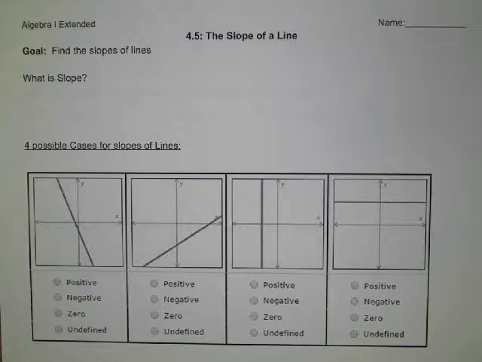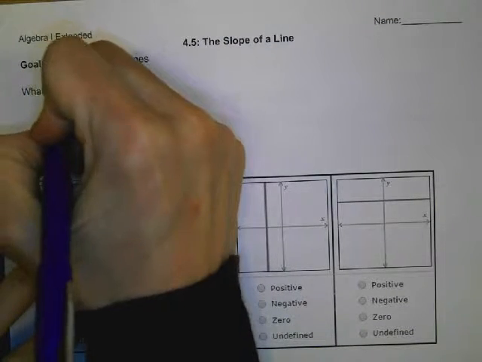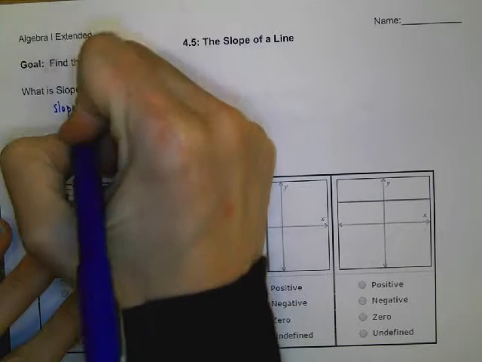Hi everyone, this video is going to cover section 4.5 and we're going to be talking about the slope of a line. So our goal for today is to be able to find the slopes of lines, and we're going to learn how to do that in a couple of ways. So the first question we need to be able to answer is, what is the slope? And all slope does is the slope describes how steep a line is.